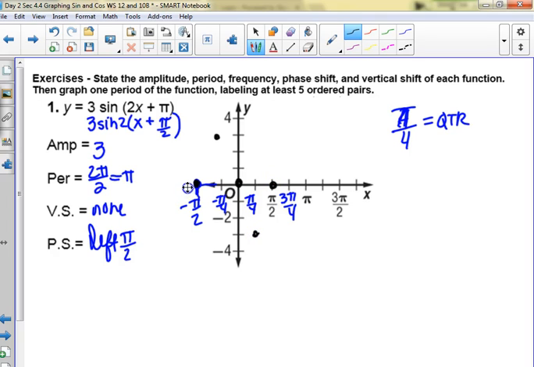Is that true, guys, that negative pi over 2 to positive pi over 2 is a length of pi? You make sense out of that? Negative 1/2 to positive 1/2 is a distance of 1, yes? And then it would go on from there. Okay, yep, I'm not liking that. I don't think I drew that part right, did I? Yeah, I did. Okay.